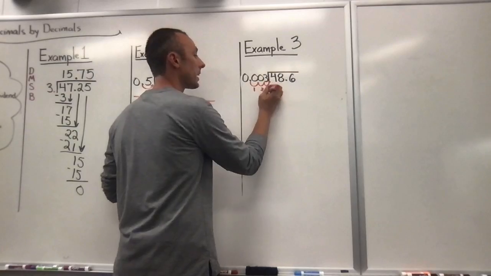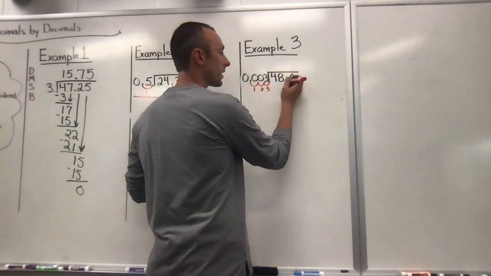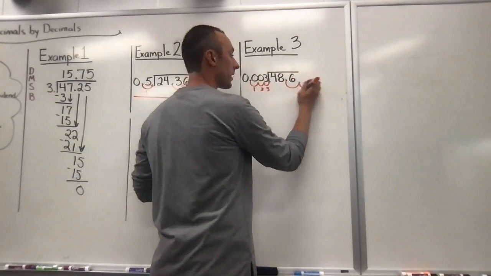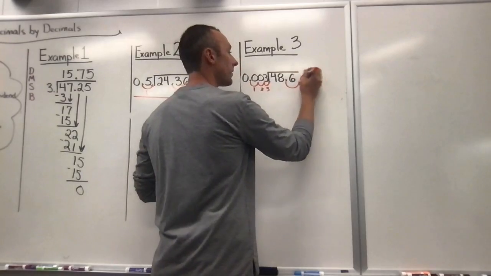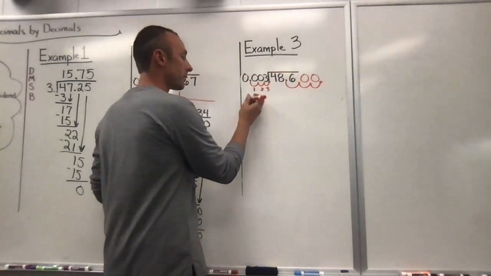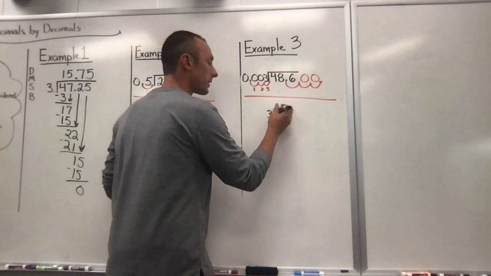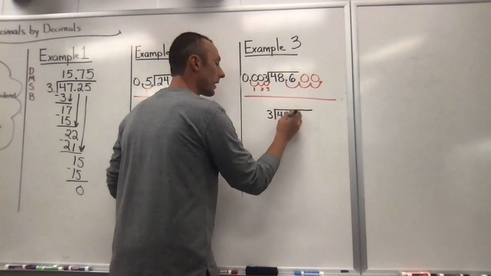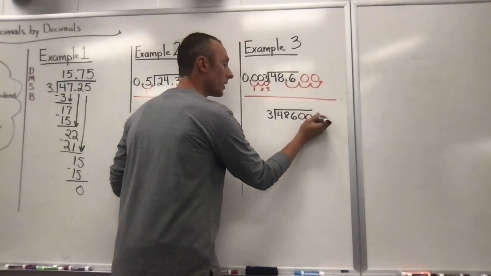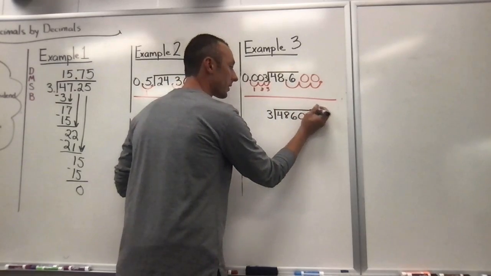If I move it 3 times to the right in my divisor, I have to move it 3 times to the right in my dividend. I'm going to have to fill those empty swoops in with zeros. So now I'm going to write this as 3 being divided into 4, 8, 6, 0, 0. And the decimal goes at the end. I'm going to bring it straight up.